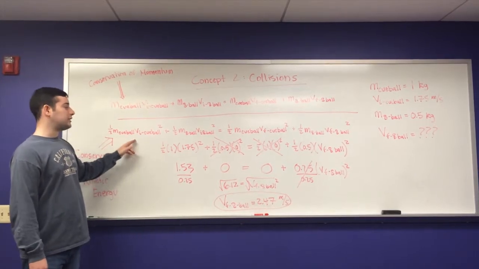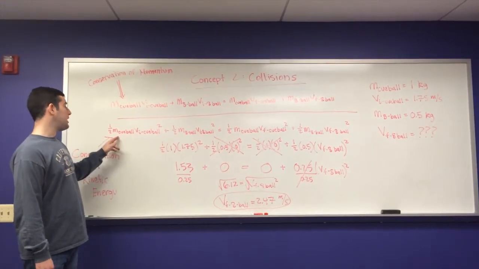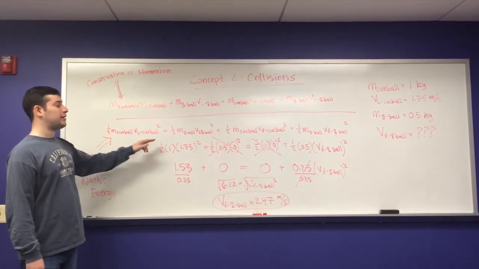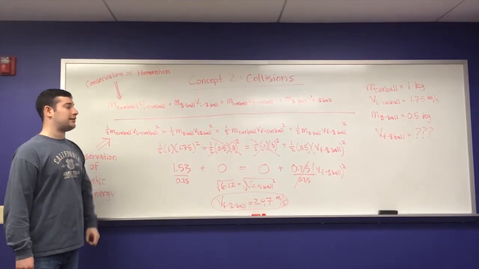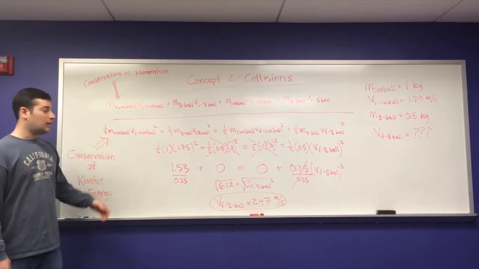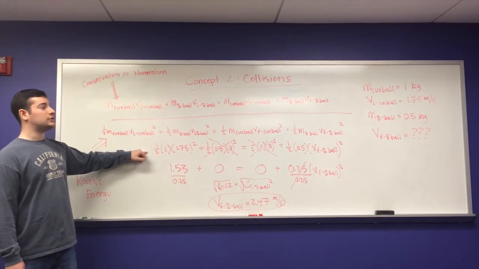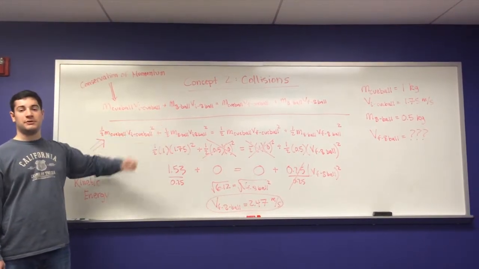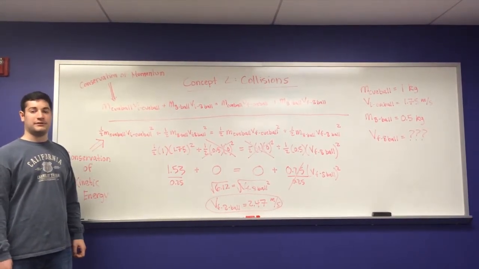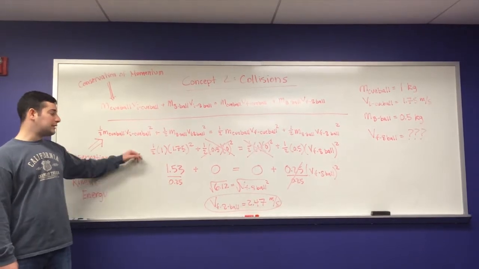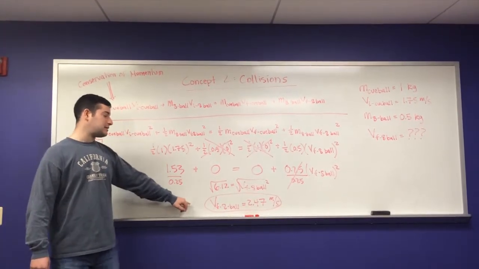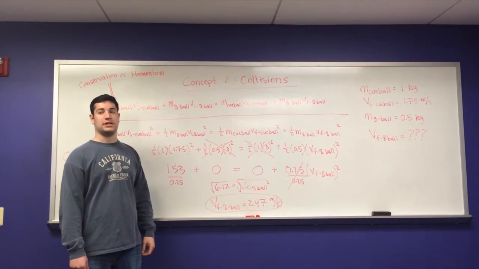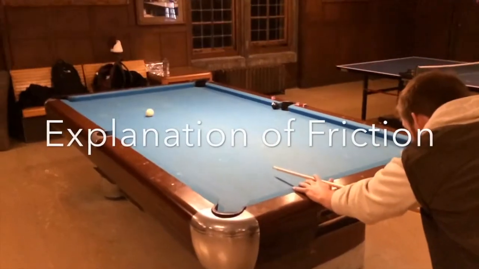Up here is our conservation of kinetic energy equation. 1/2 mv squared for each variable, both initial and final, should be equal to each other. By plugging in the variables using that VF cue ball that we found in the last concept of 1.75 meters per second, we can then solve out and find the final velocity of the 8-ball to be 2.47 meters per second.